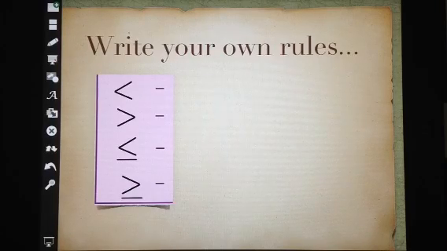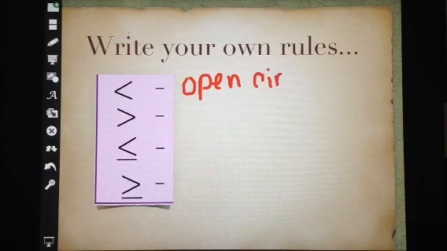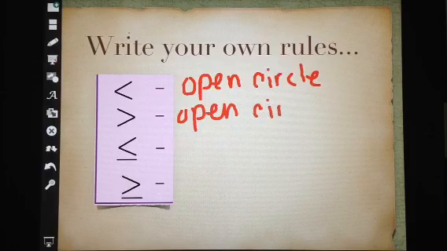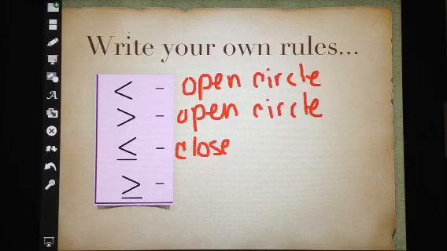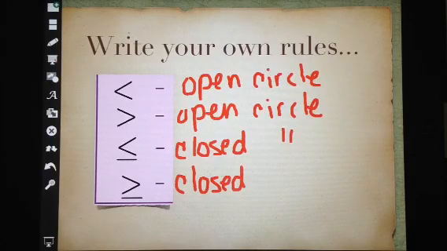Welcome back. All right. So for the first one, I think the best thing you could have written is maybe open circle. Same for the next one. And then I would have written closed circle and closed circle. You could have written more things. You could have written the words like less than, greater than, less than or equal to, greater than or equal to, to add more to your rules.